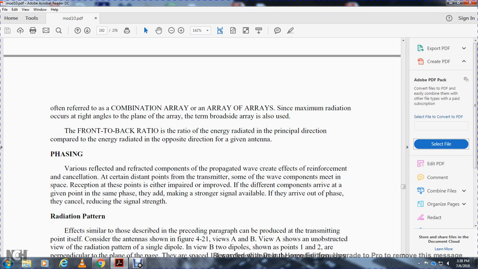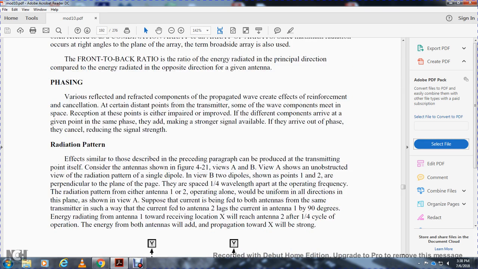Phasing. Various reflective and refractive components of the propagated wave create the effect of reinforcement and cancellation. At certain distances from the transmitter, some of the wave components meet, and at the reception points the signal is either impaired or improved. When different components arrive at a given point with the same phase, they add and make a stronger signal available. If they arrive out of phase, they cancel and reduce the signal strength.